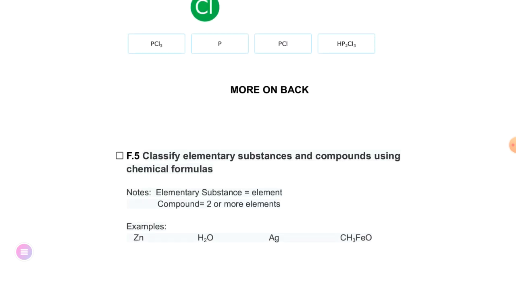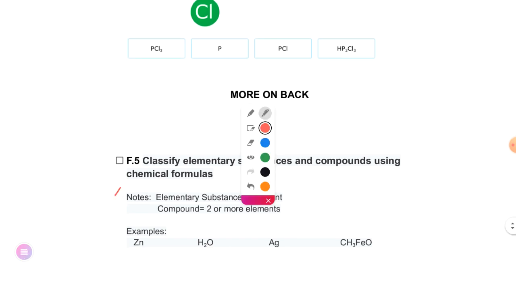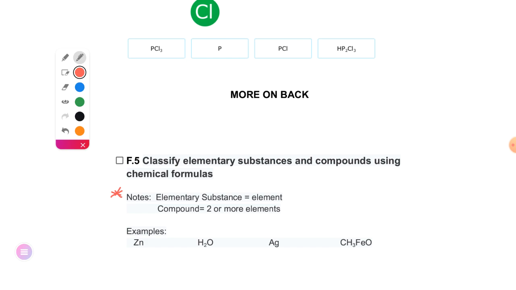There's one more skill. Classify elementary substances and compounds using chemical formulas. Now, they threw a new vocabulary word at us. What did I put in my notes right here? An elementary substance is just an element. And I want you to look right there. What word is in elementary? Element, okay? When they use the word elementary substance, they're just referring to an element. So now here's some examples, and we're going to decide if they are an elementary substance. We're just going to put an E next to them. Or a compound, we're going to put a C.